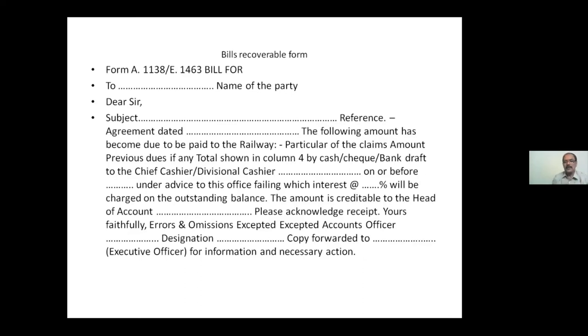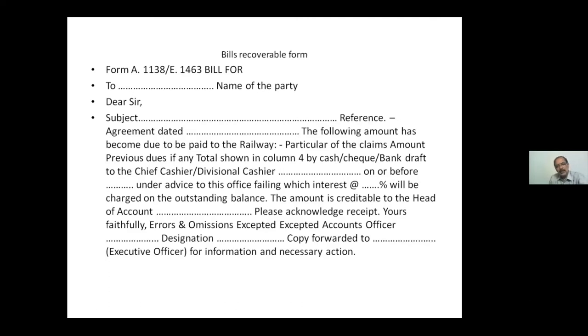All these people, the banks which are holding ATMs, they have to pay the license fee. From these parties, the amount towards land licensing has to be recovered by the finance. For that, this bills recoverable form is given in the accounts code under A1138. This is a format for writing to the parties by the finance.